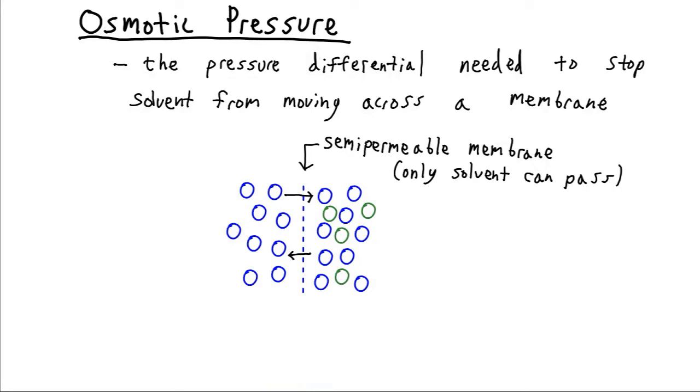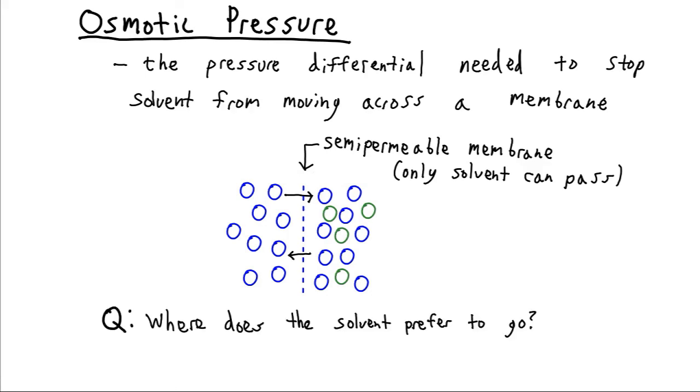This is defined to be the pressure that you have to apply in order to prevent solvent from moving across a membrane. Our membrane is going to be this semi-permeable membrane. It means it's going to let the solvent molecules move back and forth, but it's not going to let the solute particles cross. They're going to be stuck on whatever side they happen to be on. Now the question is, where would these solvent particles prefer to be? Would they prefer to be on the left side or the right side?